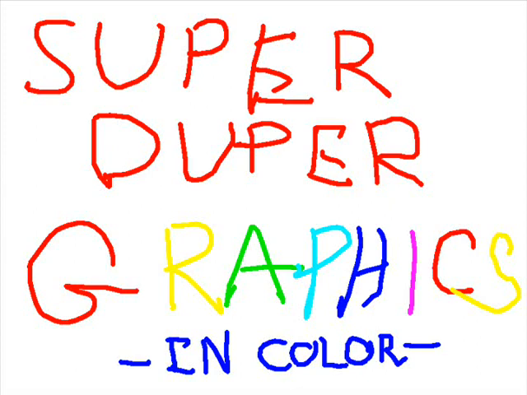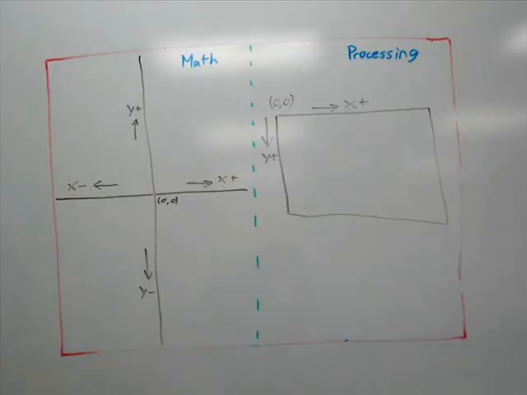Today, class, we're going to learn about graphics in processing. This is arguably the most important lesson in this class, so be sure to pay attention and take frequent notes. Processing doesn't use the same coordinate system that you use in mathematics. In processing, the origin is at the upper left corner of the screen. The y-coordinate increases as you move down the screen, and the x-coordinate increases as you move to the right.